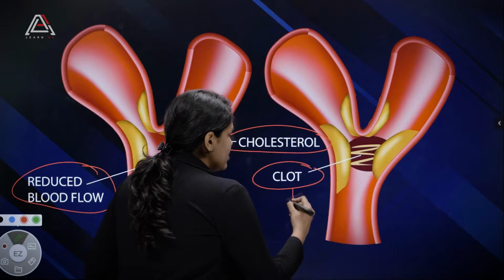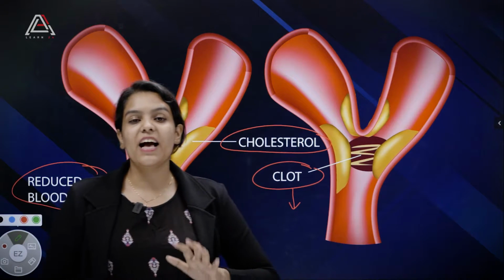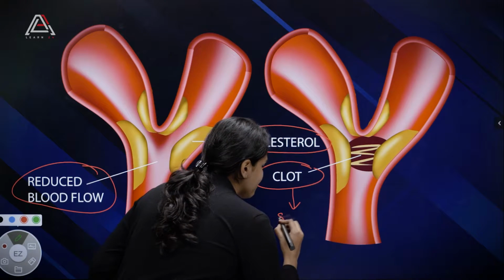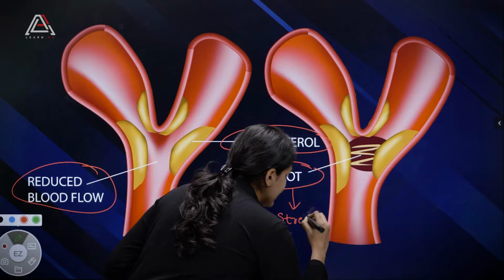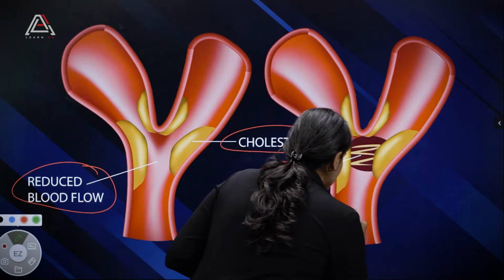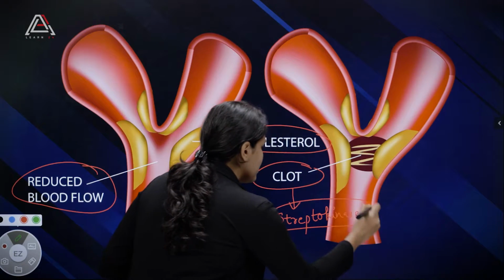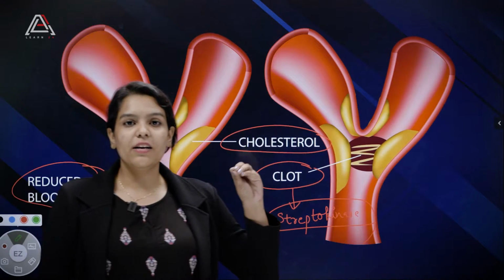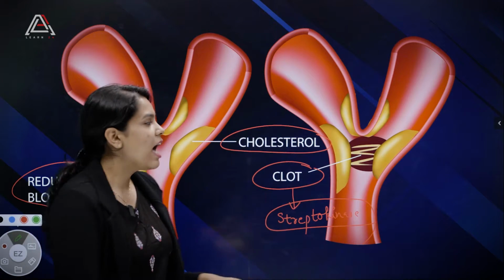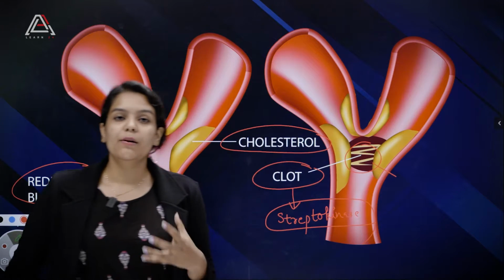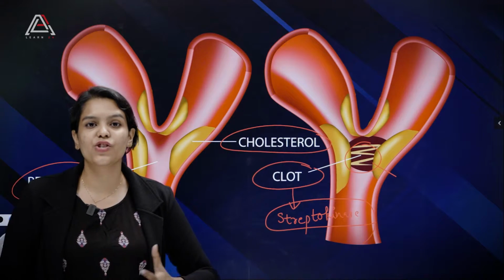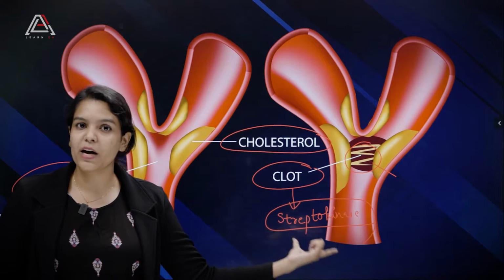So in the chapter microbes in human welfare, we have studied about the bioactive agents, right? So for the clot, you can mention the bioactive agent, that is streptokinase. Okay, so what does this streptokinase do? Basically, it will act as a clot buster and it will remove the clot from the blood vessels. Okay. Also, you can mention here that the bacteria Streptococcus is the one which is producing this streptokinase bioactive agent.